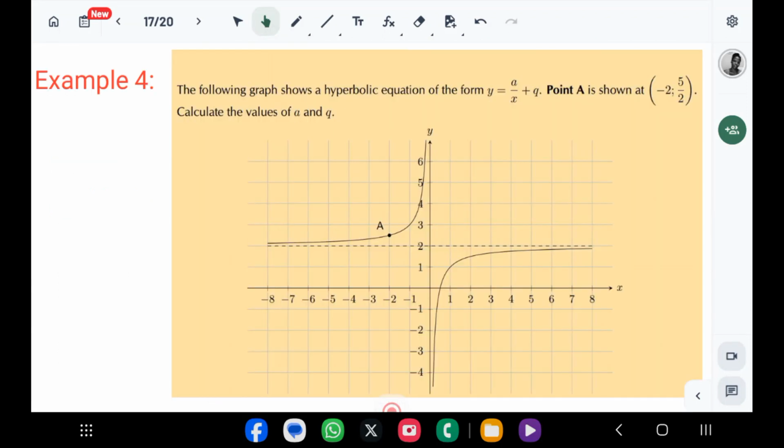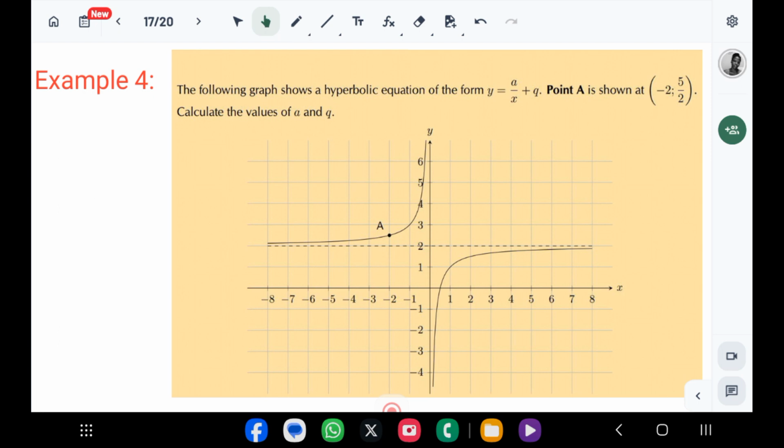Now for example 4, the following graph shows a hyperbolic equation of the form y equals a over x plus q. Point A is shown at negative 2, 5 over 2. Calculate the values of a and q. That should not be difficult. We're basically finding the equation of the graph.